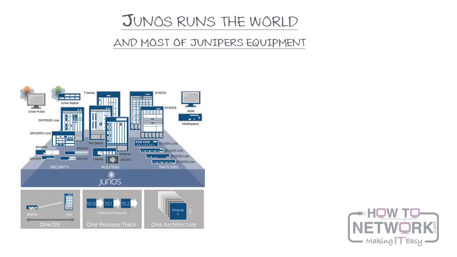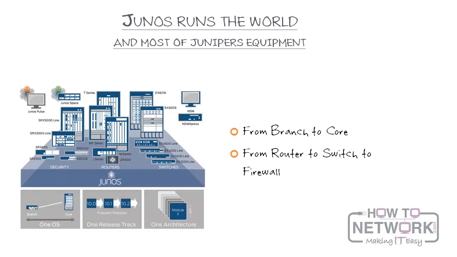JUNOS runs devices from the branch to the core of the network, from routers to switches to firewalls. Because JUNOS is used across the board for most of Juniper's product line, you have a single software release track to keep track of and one architecture to learn. All JUNOS OS devices share the same base source code, so JUNOS is the foundation for learning any new Juniper device.